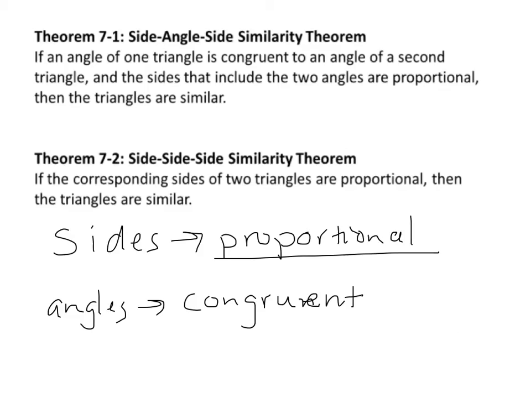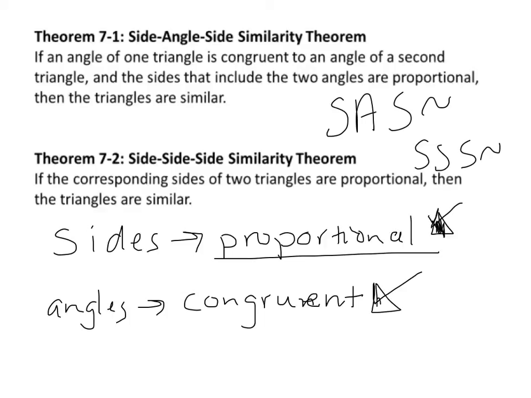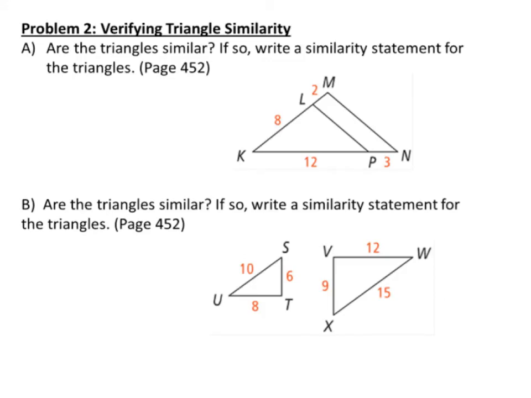And then our other two shortcuts would be side-angle-side similarity and side-side-side similarity. So when we have these two shortcuts, you have to make sure the sides are proportional. Proportional, not congruent. Angles would be congruent. So I'm talking about the side, it's still going to be in the same format as side, angle, side. So you still have to be able to trace out the triangle and figure out what is given in your picture. Are the two triangles similar?